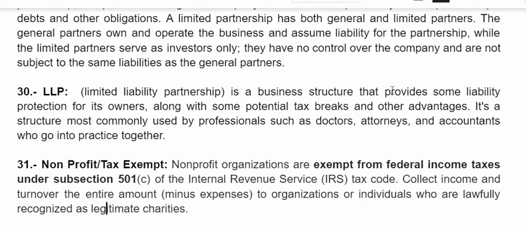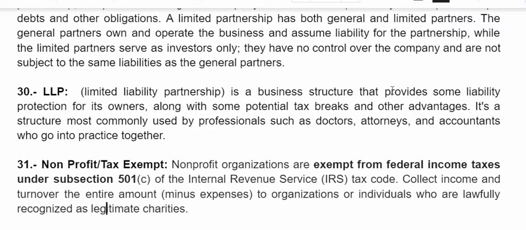Okay, next we have LLP. Limited Liability Partnership is a business structure that provides some liability protection for its owners along with some potential tax breaks and other advantages. It's a structure most commonly used by professionals such as doctors, attorneys, and accountants who go into their practice together.